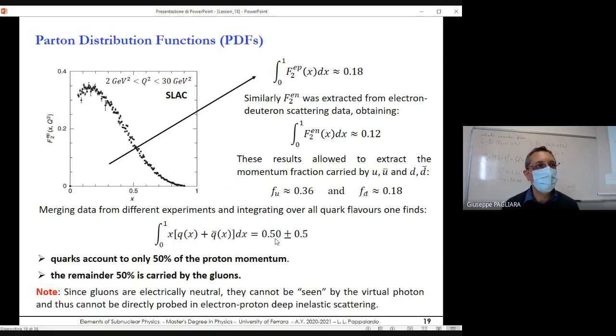However, gluons cannot be directly probed in deep inelastic scattering because, of course, they are neutral objects. They don't carry electric charge. Okay, and so they cannot be directly probed in electron-proton scattering.